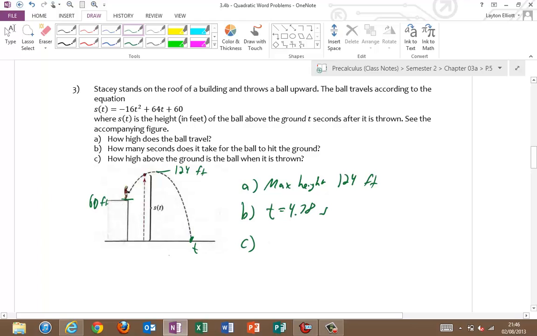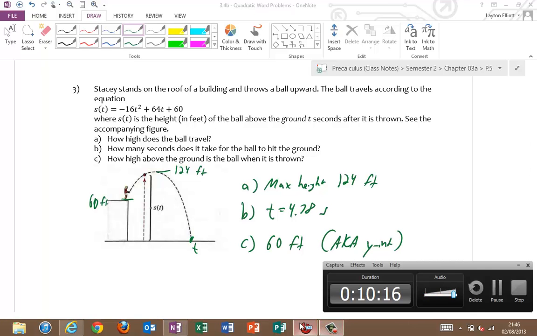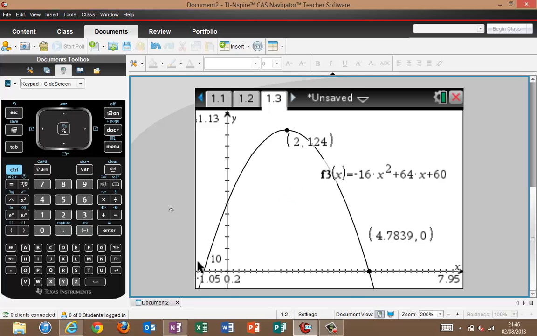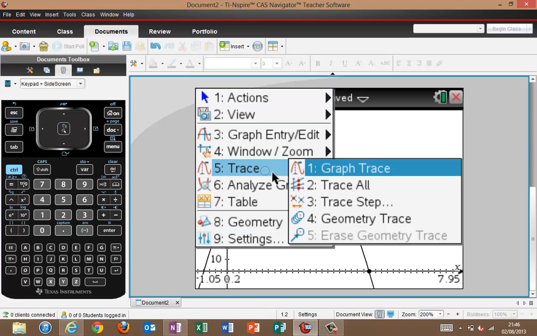Well, that's where she's standing, and so she's standing at 60 feet. 60 feet, aka the y-intercept. If I look at the graph here, I can see that that's actually my y-intercept. I could even ensure that it is.